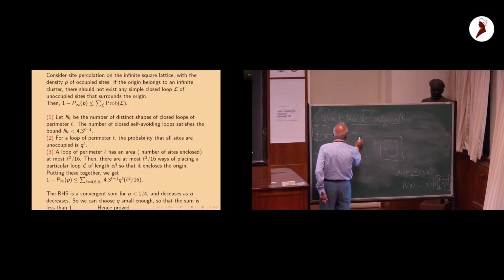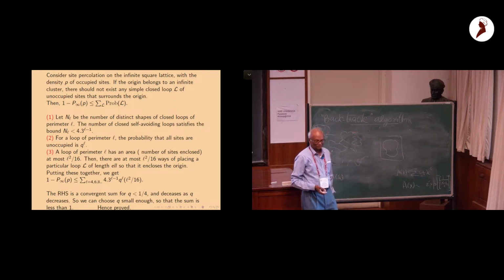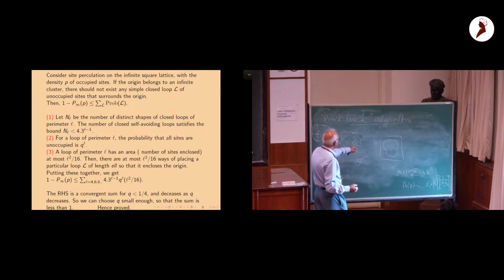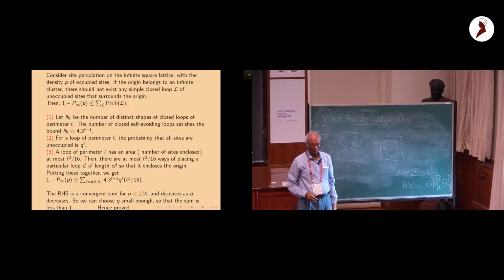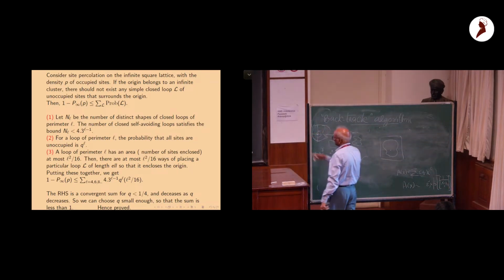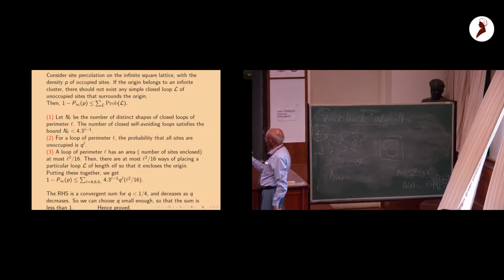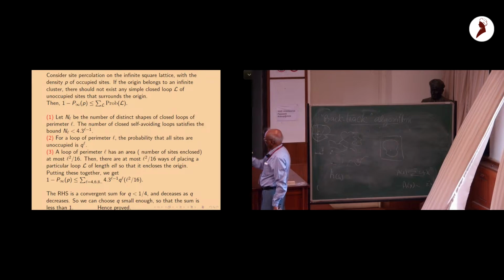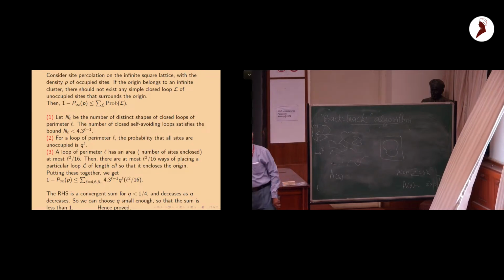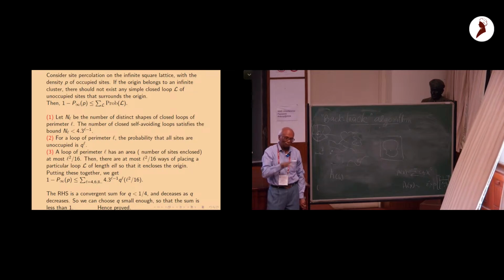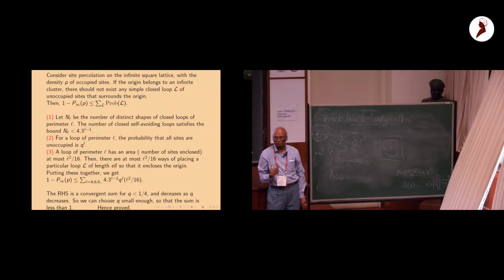Now if I give you a loop of size L and I say that the origin must be inside it, then there must be at most L squared by 16 different ways I can put this loop over this, right? So then that gives me this bound here. This first term is the number of closed paths, second term is the probability of a path, and the third one is the number of different ways the same closed path can be put on the lattice to surround the given site.